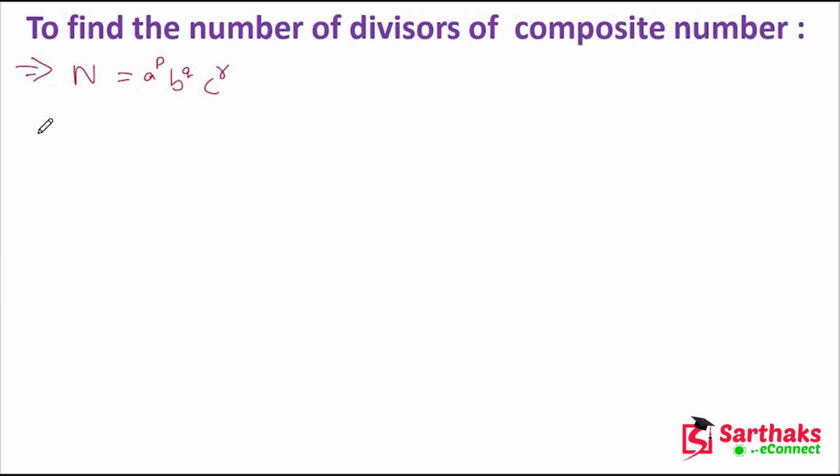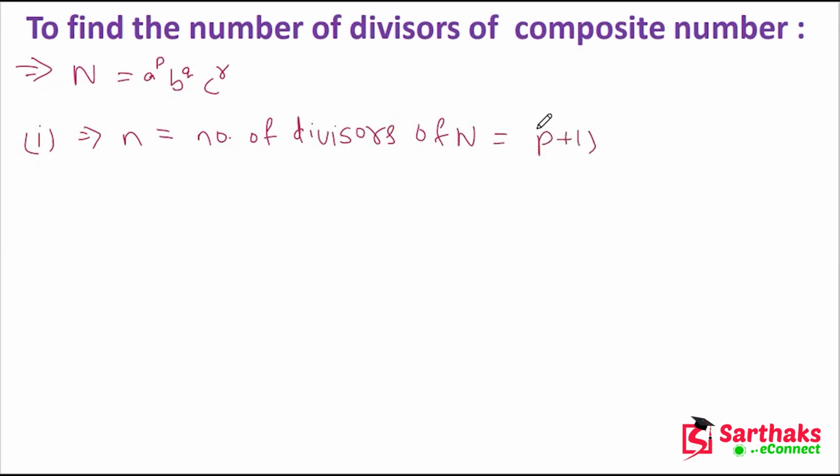Now if we want the number of divisors of capital N, what is the direct formula? The direct formula is (p plus 1) into (q plus 1) into (r plus 1). So this is the direct formula.